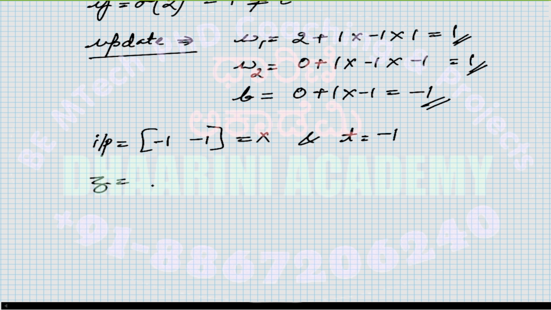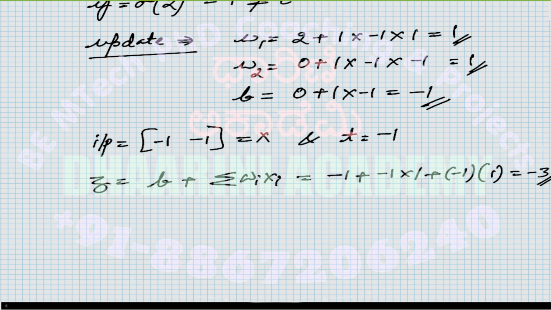So calculate Z, which is B plus summation WI XI. So bias is -1, plus input is -1, weight is 1. So this is -1 into +1 plus second weight is -1, but the input is 1. So -1, -1, -1, -3.